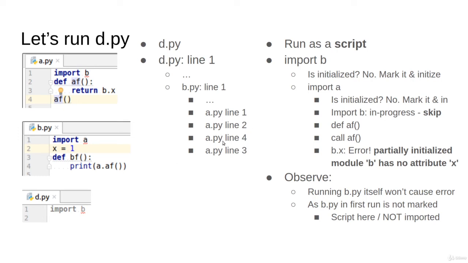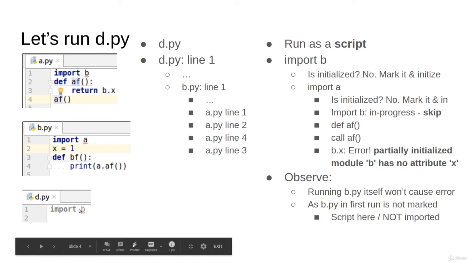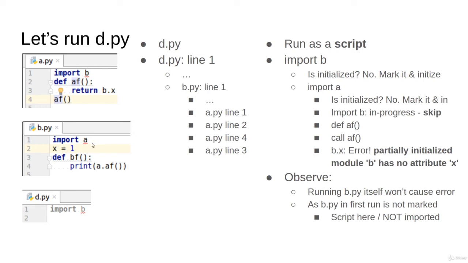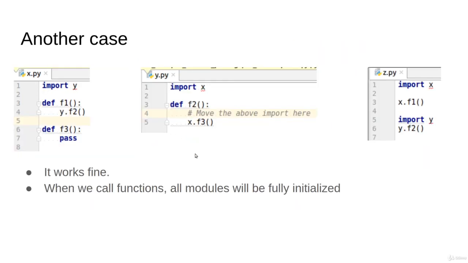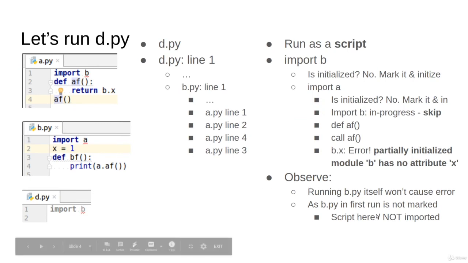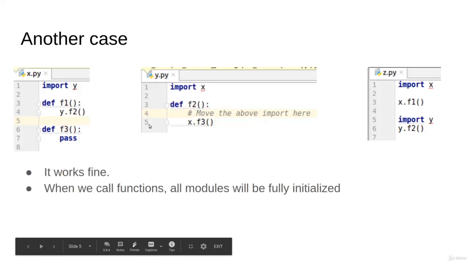I would like to stress something here. If you try to run B.py by itself, you will not have a problem. But if you try to run D, you will have a problem. And this is very confusing for many guys, even some experienced guys. Why? When you run a script, when you run D, it is marked as a script, and it starts importing B. If you try to run B itself, it will not be marked as a module in the first run. It will be marked as a script. So B isn't imported so far. This might be the reason that people get confused. And in the next video, I will stress this point again.